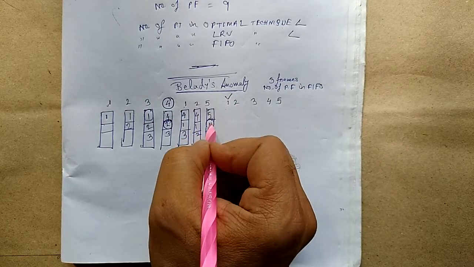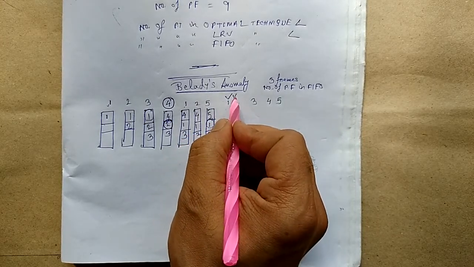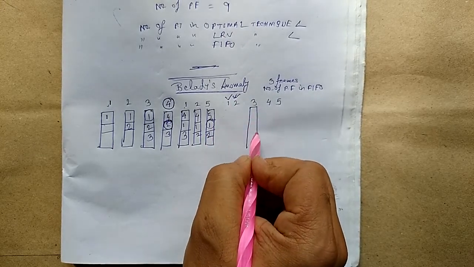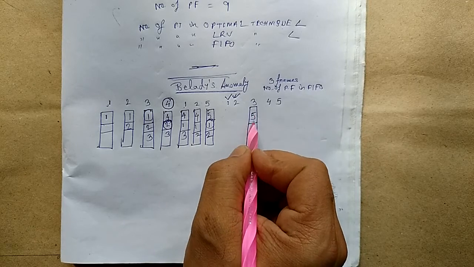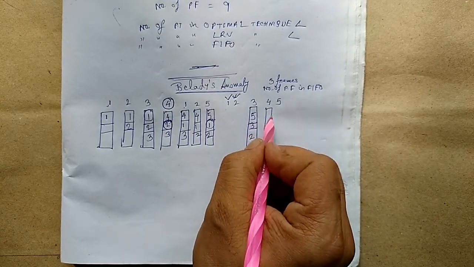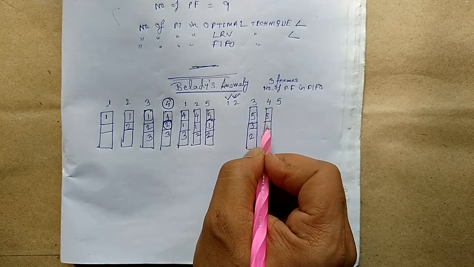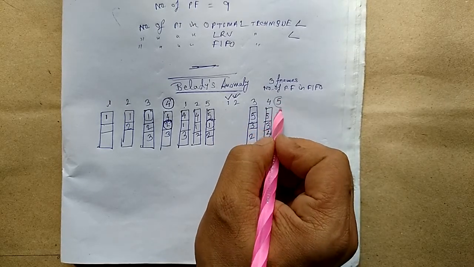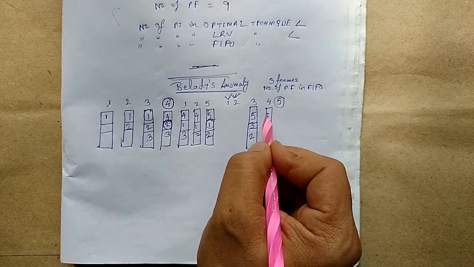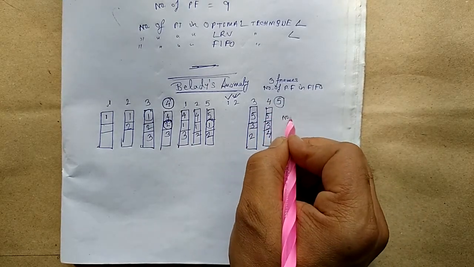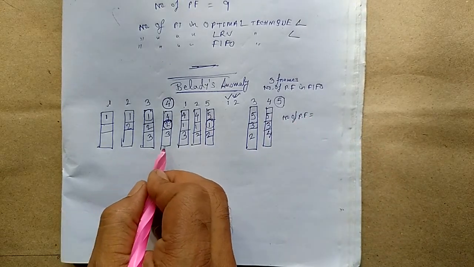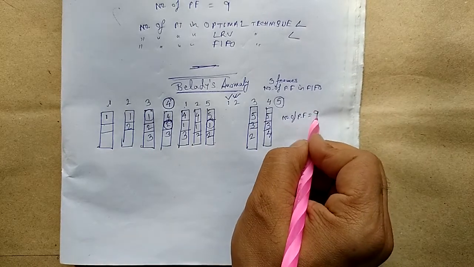Next there is page number 1, so there will be no page fault. Then 2, so there will be no page fault. Next there is a new page, it will replace the second position. Next there is a new page, so it will replace the third position. Next there will be no page fault because 5 is already present. So the number of page faults taking 3 frames will be 9.